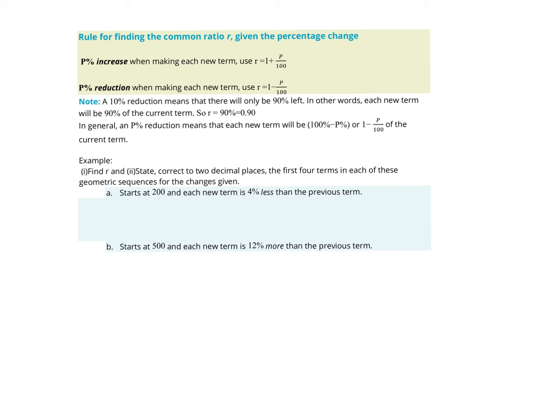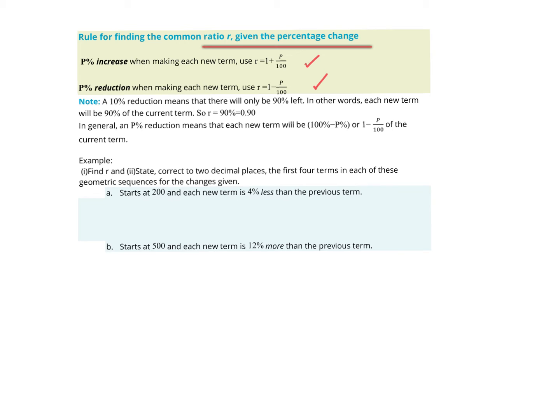Now this can be a little bit tricky. What we need to do first of all is convert our percentage change into an R value. Okay, so how do we go about doing that? Well, these two are the best ways of remembering it. I would have these in my notes. So a P% increase, R is going to be equal to 1 plus P on 100. Or if it's a P% reduction or decrease, R, our common ratio, is equal to 1 minus P on 100.